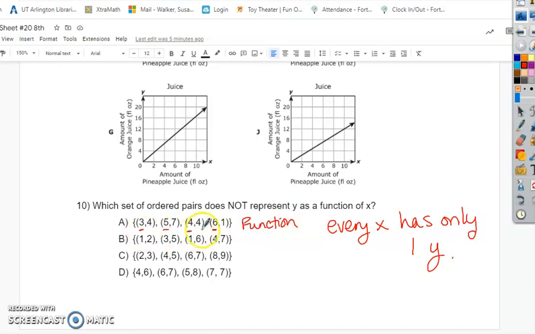That one is a function because the x's do not repeat. So if you find one in here where the x's repeat, that's not a function. This one is a function.